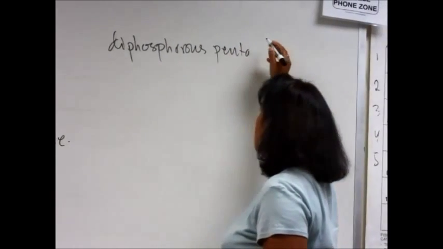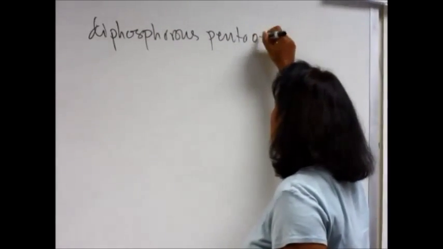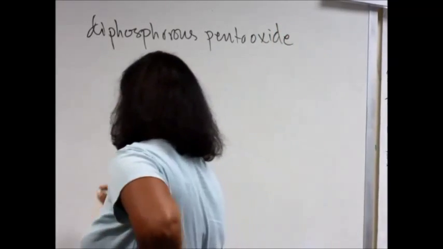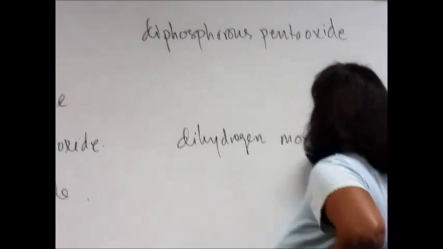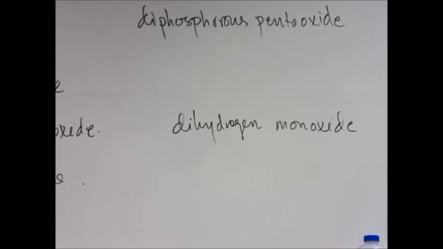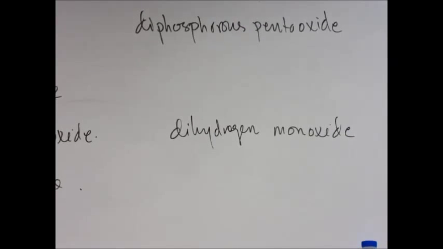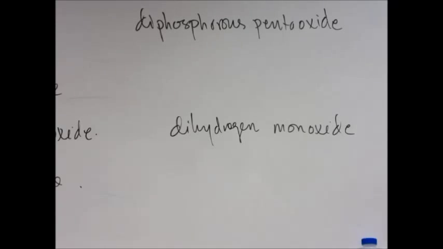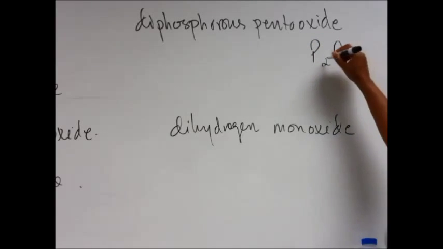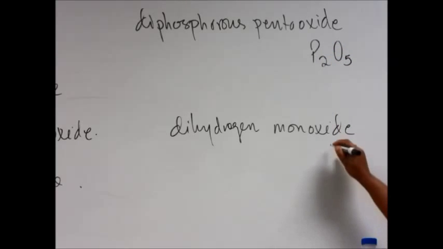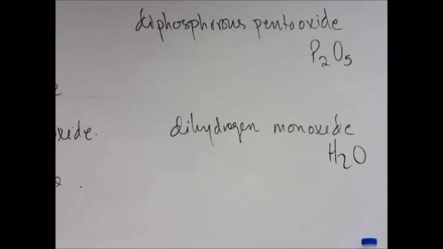Go ahead, write the name for this. Diphosphorus pentaoxide. Diphosphorus pentaoxide is P2O5. Dihydrogen monoxide is H2O. Yeah, next time you go to a restaurant, that's what you should ask for. Why do we have some dihydrogen monoxide?